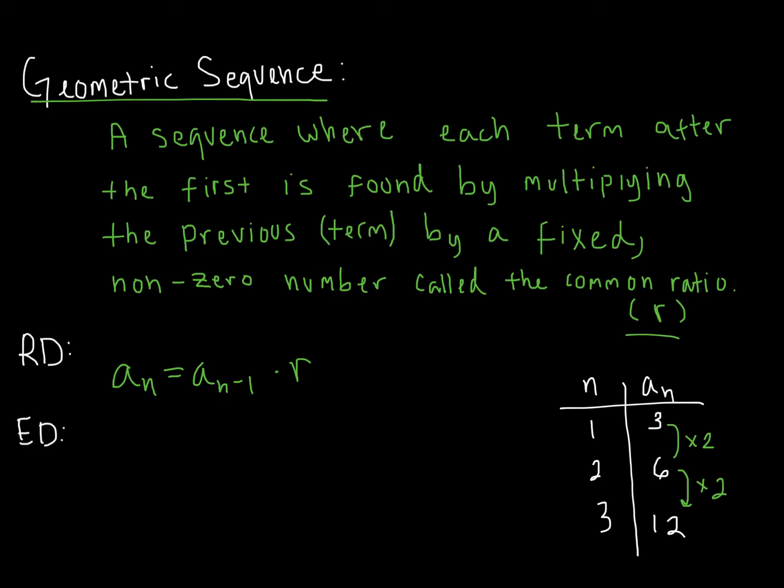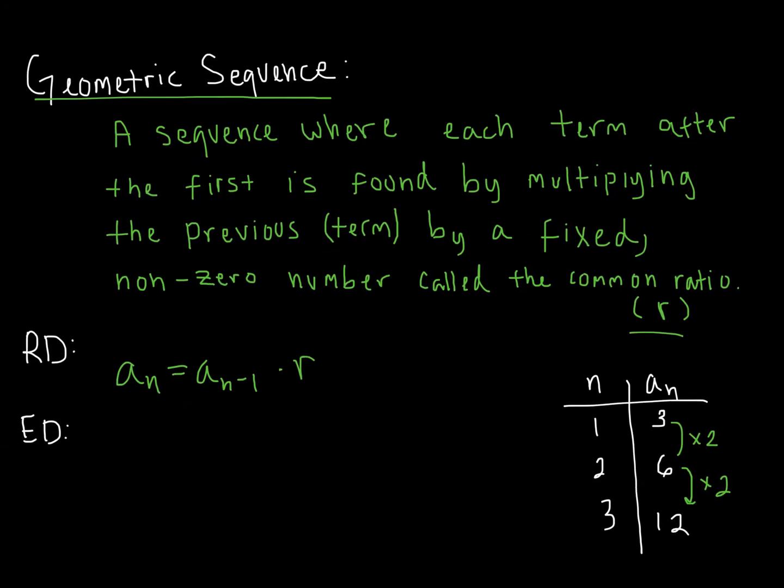And of course, we'll have to define the first term, right? Because for my recursive definition, I can't use this to find the first term because it depends on the term before it. So here, a sub 1 must be defined, just like with the arithmetic sequence. And so then this will work for n greater than 1.